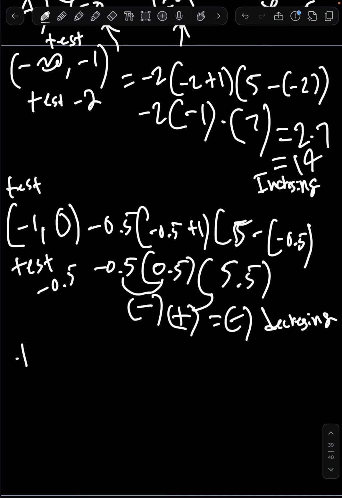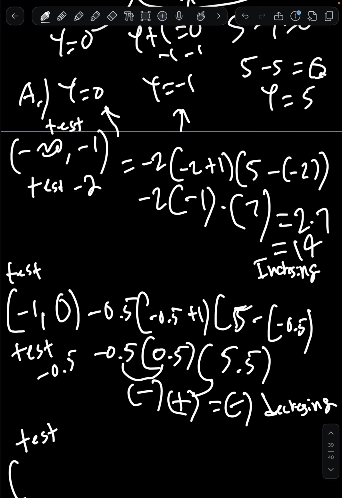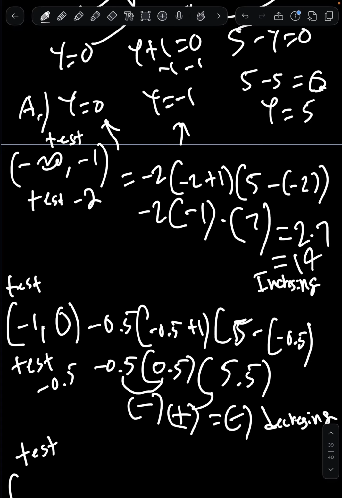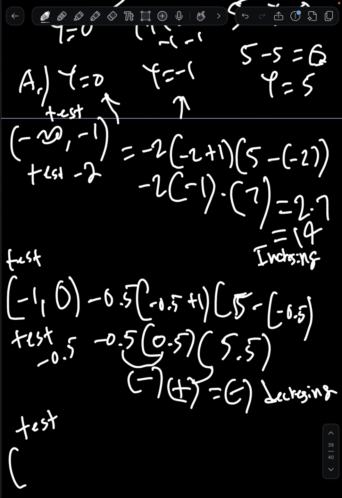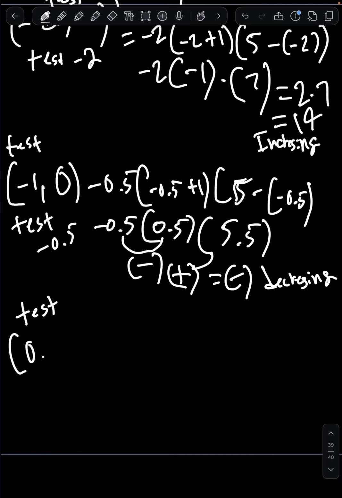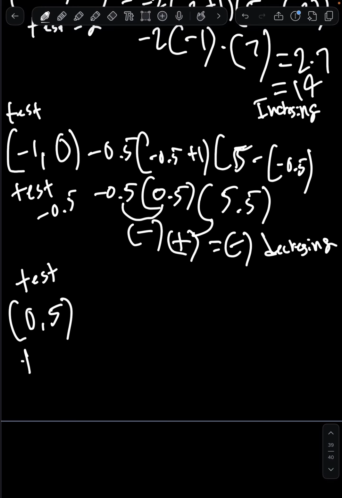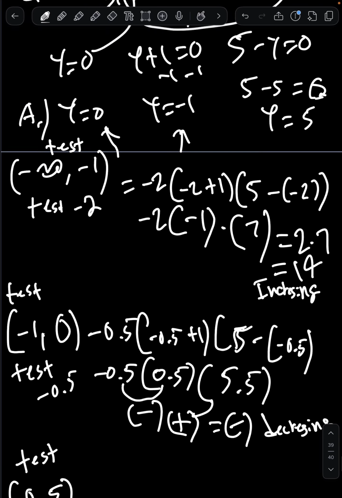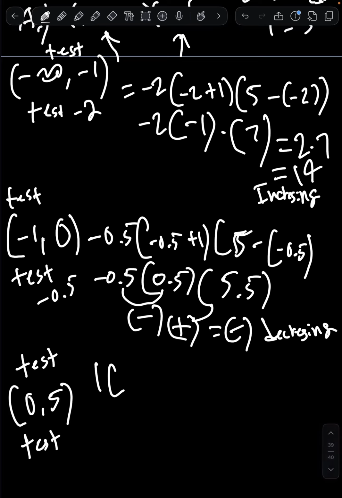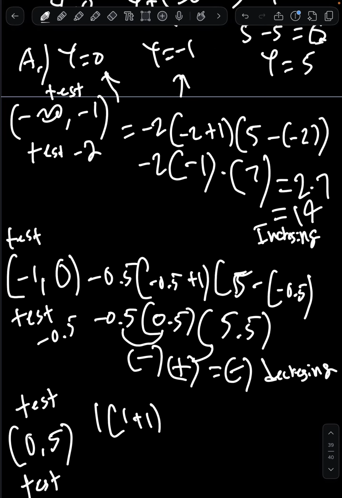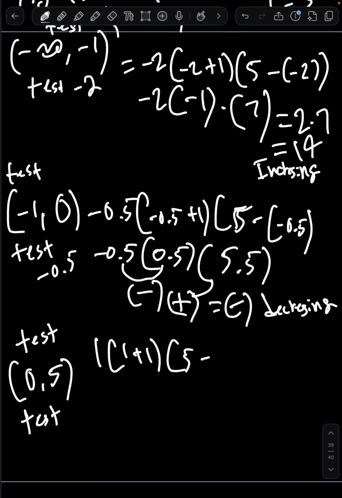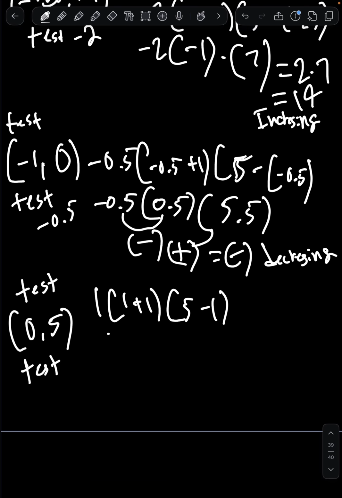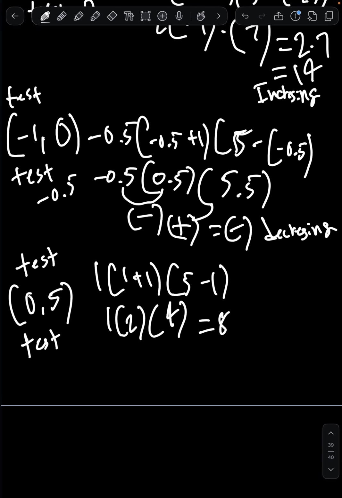Okay. So now we can test another interval, which is going to be from 0 to 5, because those are our two critical points. Let's just test an easy number like 1. If we plug 1 in, we'll get 1 times (1 plus 1) times (5 minus 1). 1 plus 1 is 2. So you have 1 times 2 times 4. This is going to give you 8, which tells you that the function is increasing along this interval.